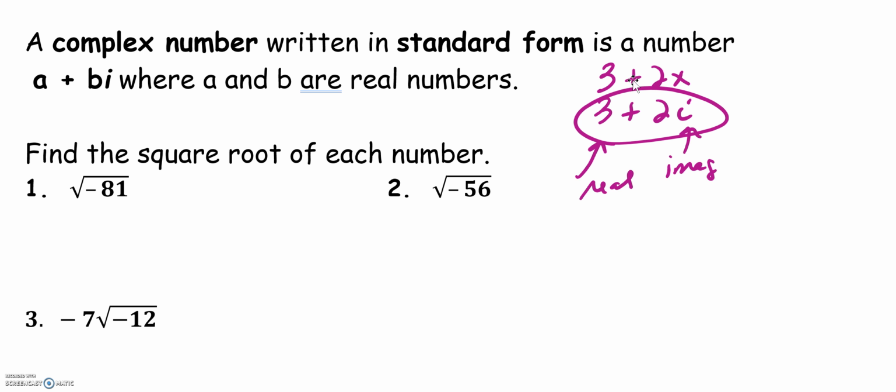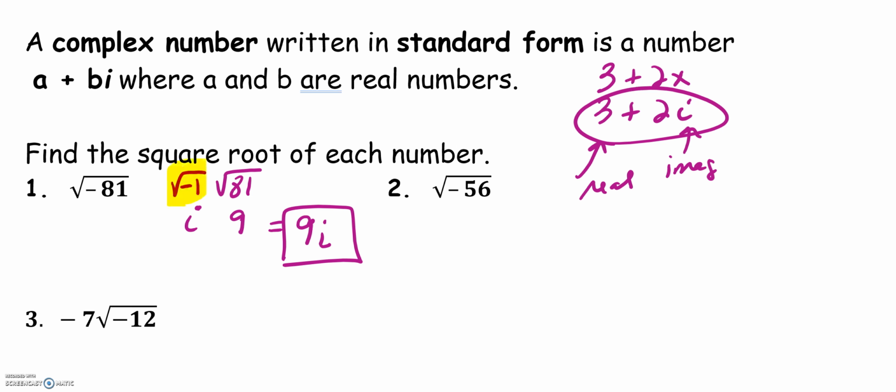So number one, the square root of -81. Technically we look at this as the square root of -1 and the square root of 81. Well, we all know the square root of 81 is 9. The square root of -1 is i. So the answer for number one is 9i. The gist of this is if there's a negative, there's going to be an i in your answer. The i accounts for the negative number that was under the radical.